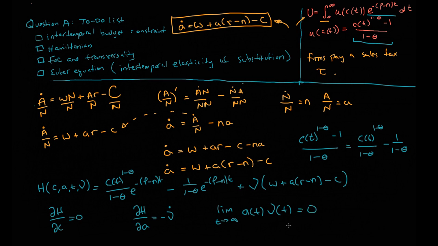And there you have it. That's task 1, check. Task 2 check, and task 3 check. And next time we're going to solve this Hamiltonian with these first order conditions and find the Euler equation. See you then.